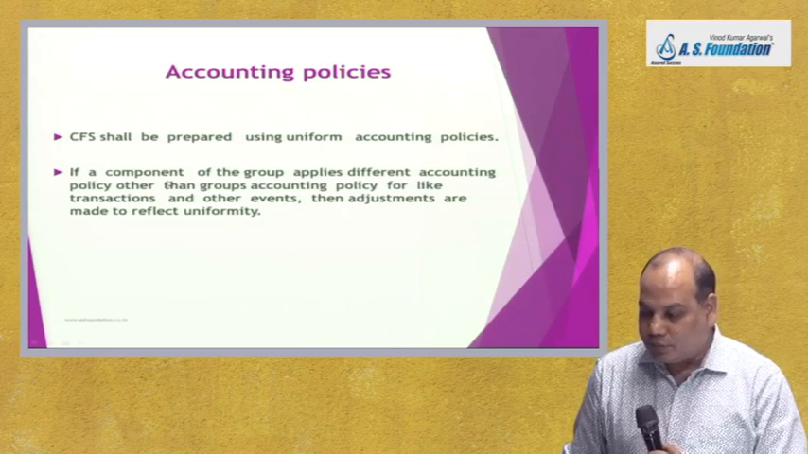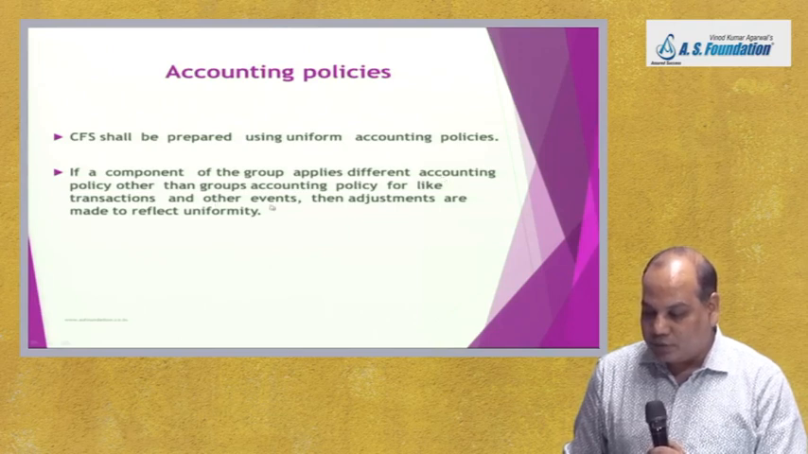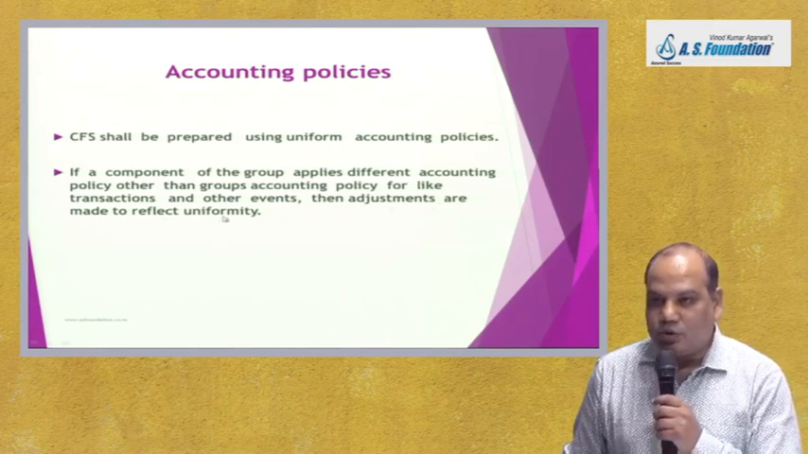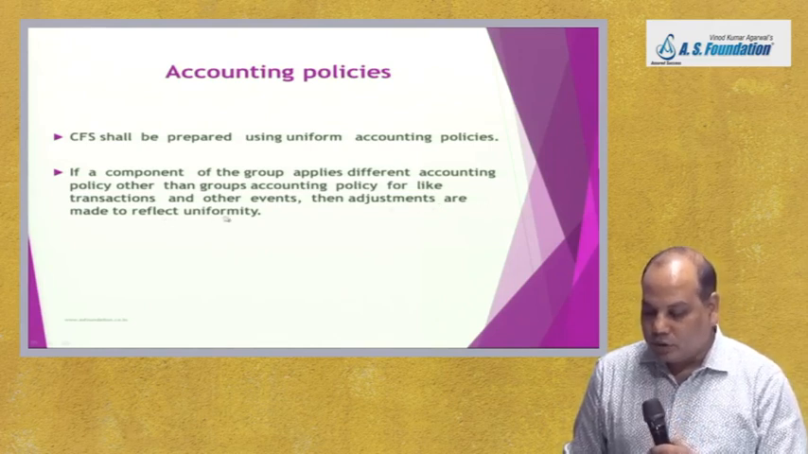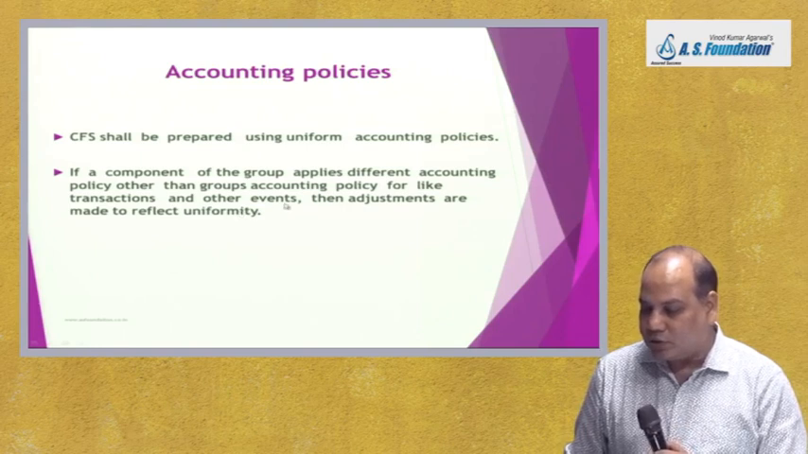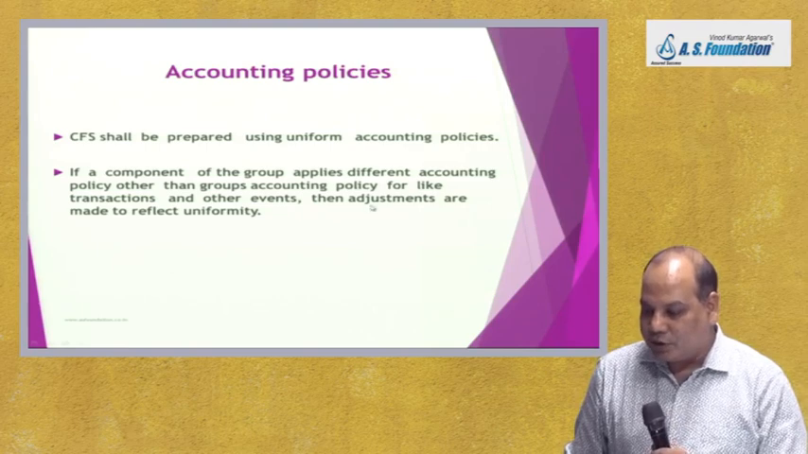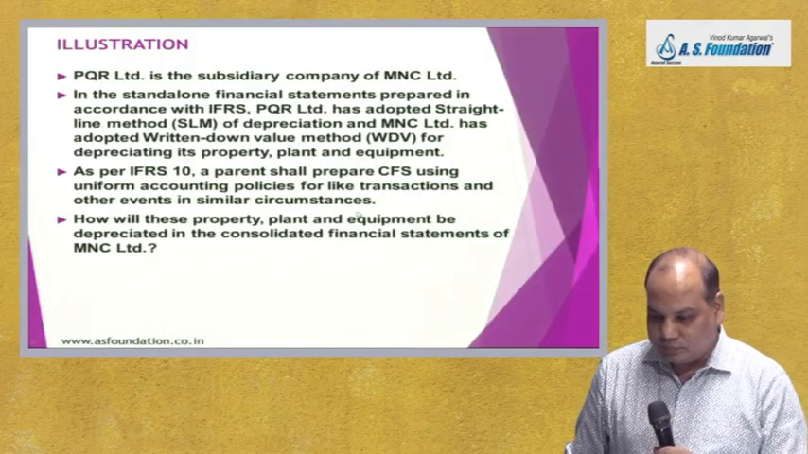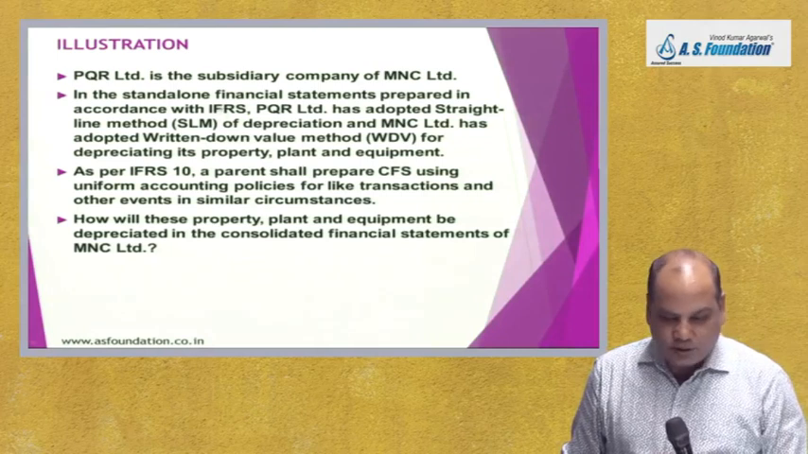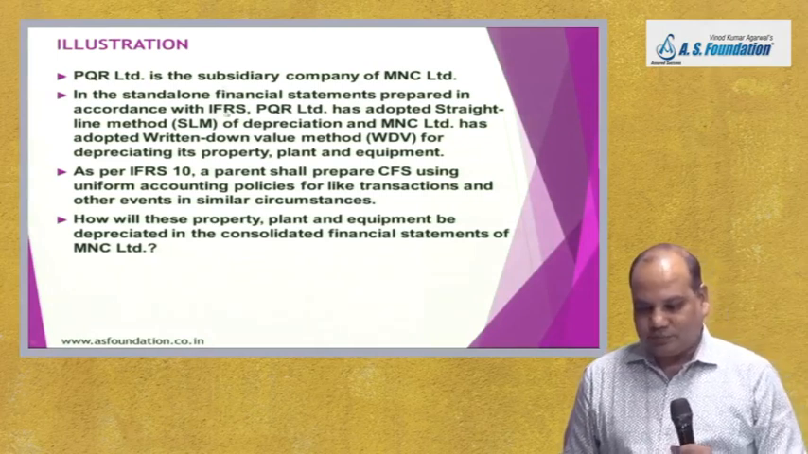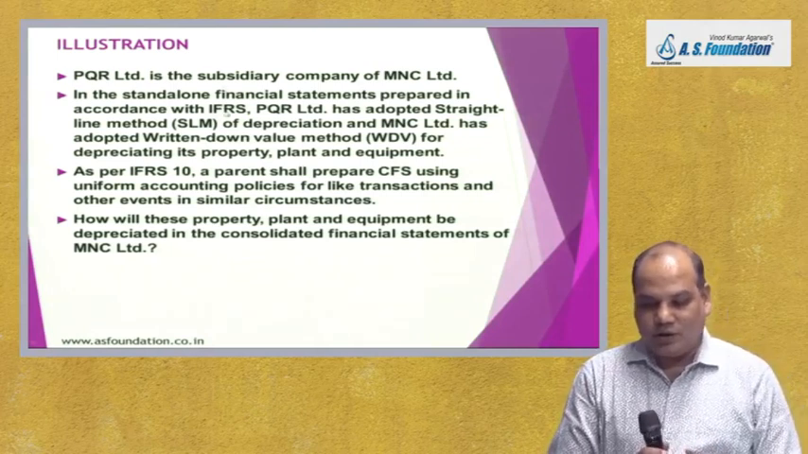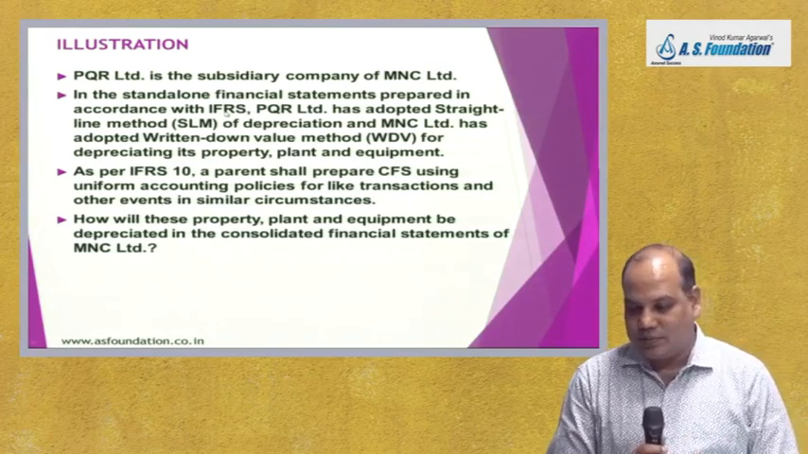What if they follow different policy? If a component of the group applies different policy for like transaction and other event, then adjustments are made to reflect uniformity. So that means you may get some questions where they might ask you to make adjustment for the difference in accounting policies. Now one small example, first read on the screen. Only read on the screen, then we will discuss.